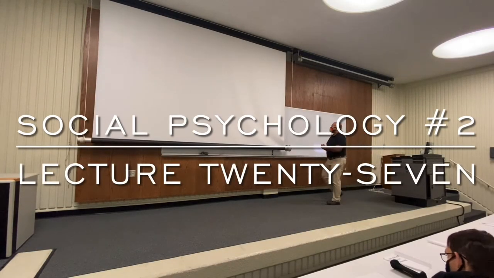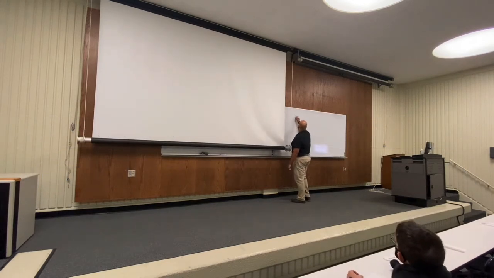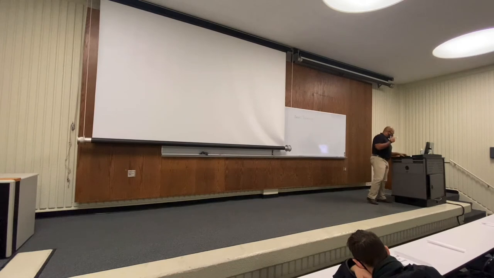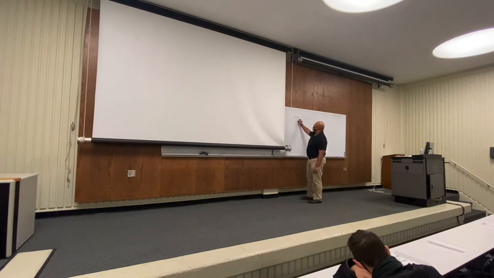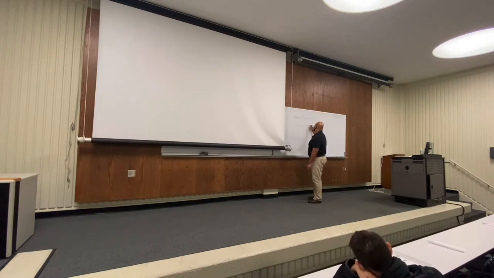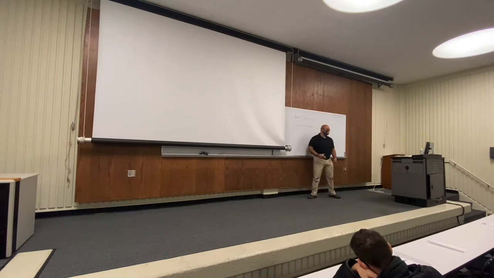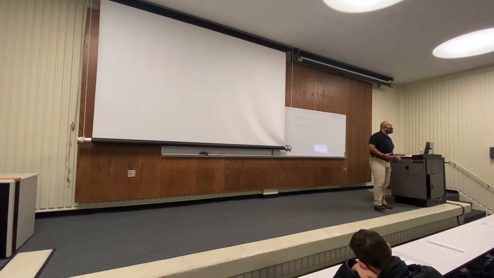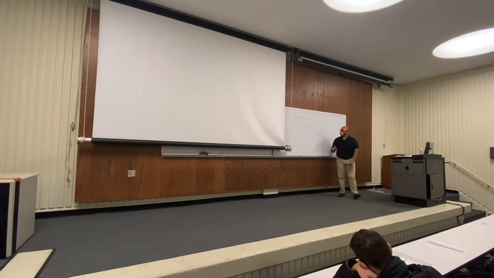This week, we've been talking about social psychology. And in previous lectures, we talked about how social psychology is the study of how situations influence the individual. That is, generally in psychology, we're interested in the individual. That is what makes this discipline unique or distinct from other social sciences.